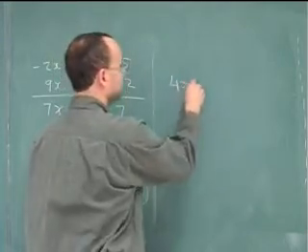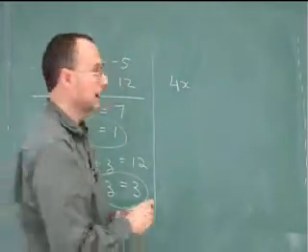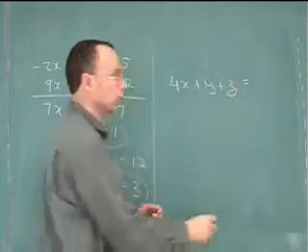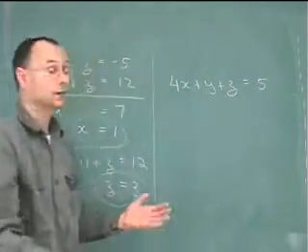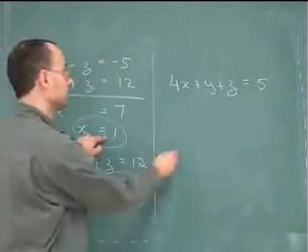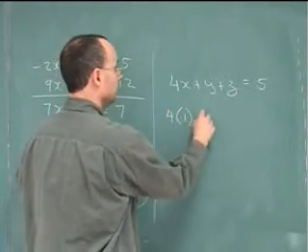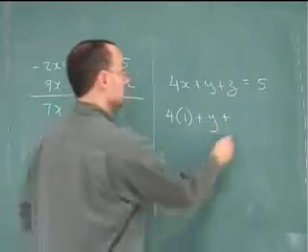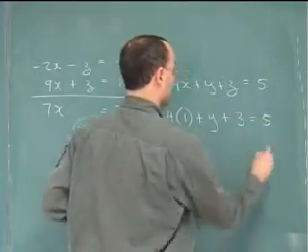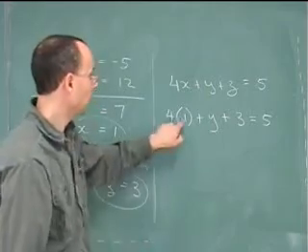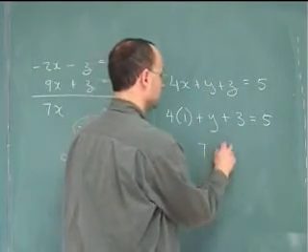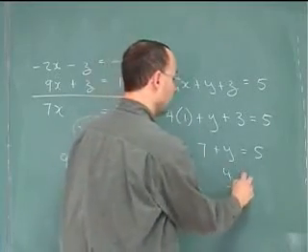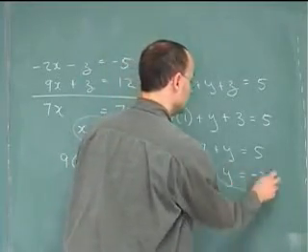It was 4x plus y plus z, and that had to equal 5. That was our top equation. Well, now we know x is 1. So I have 4 times 1 plus, we know z is 3, equals 5. So what I have is 4 and 3 is 7, plus y is 5. So I take 7 away. y turns out to be -2.